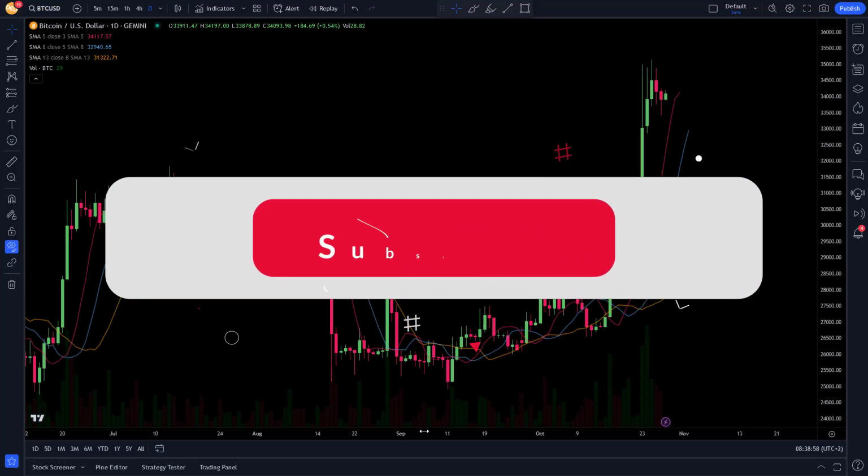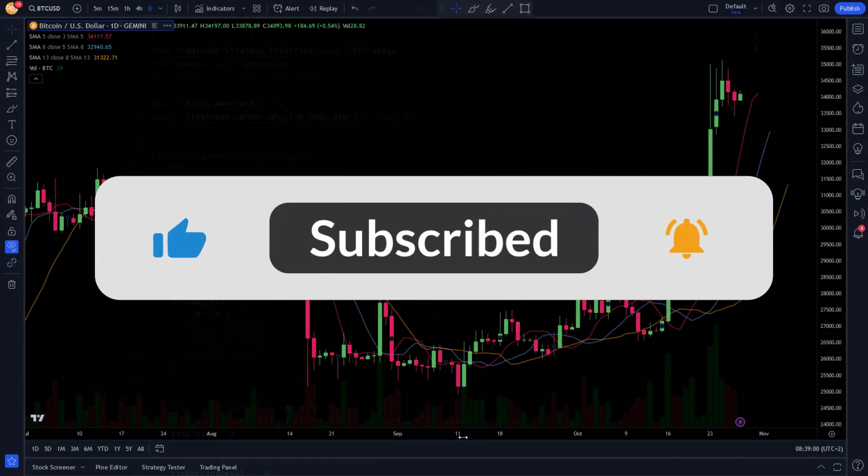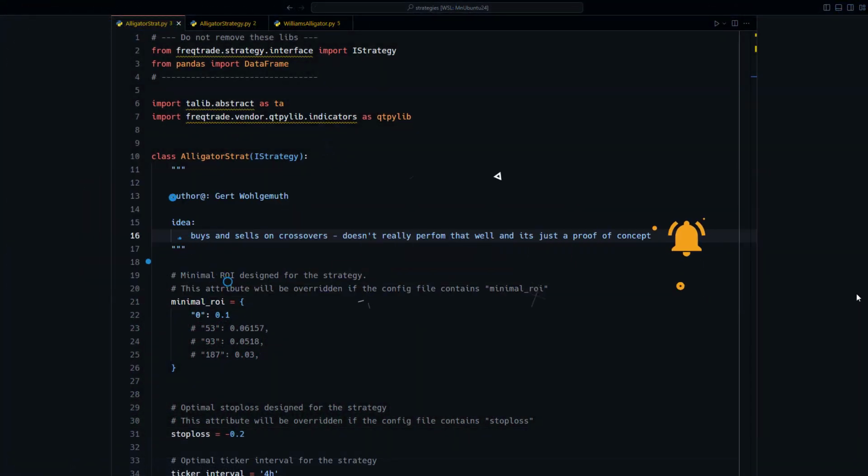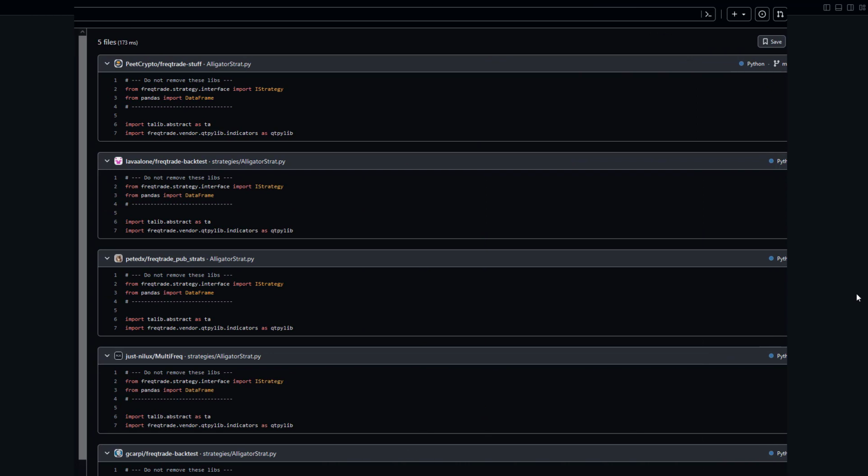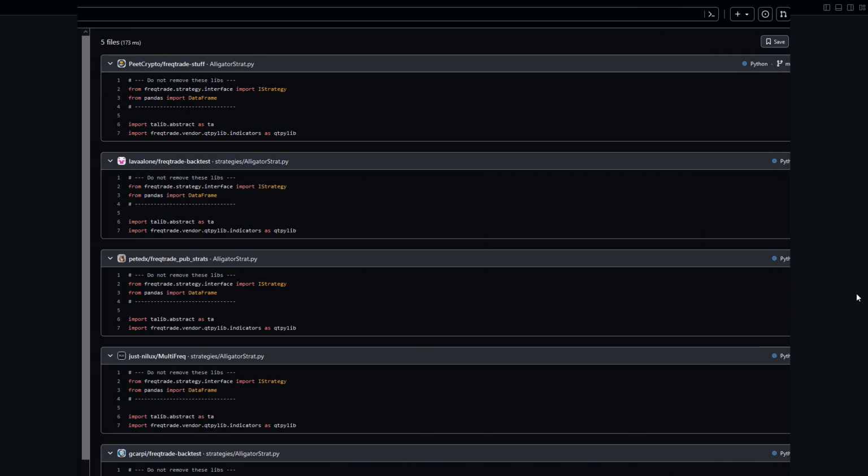The first alligator strategy I found is created by a familiar name, and that is Gert Wolgemuth. If you search this strategy on GitHub, you will find numerous locations that contain this file. So I will not point to a specific location, but you can search for this strategy yourself on GitHub.